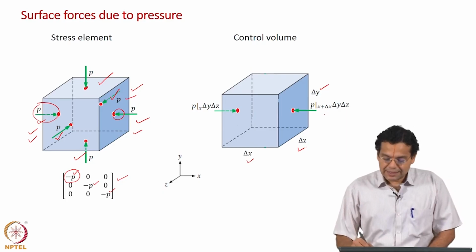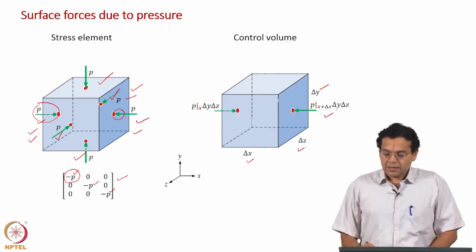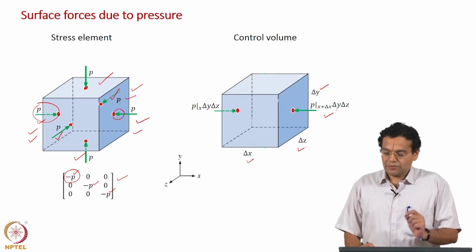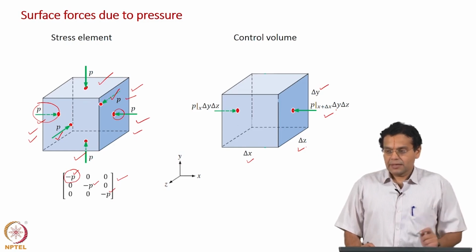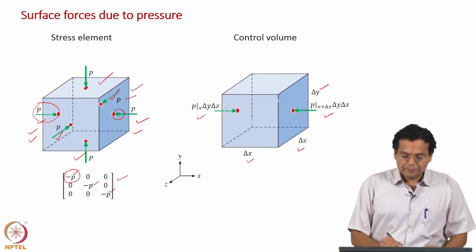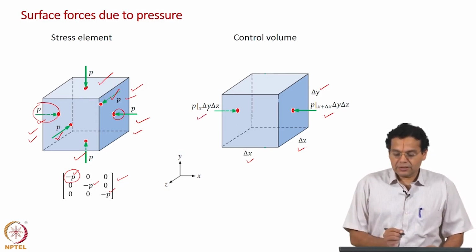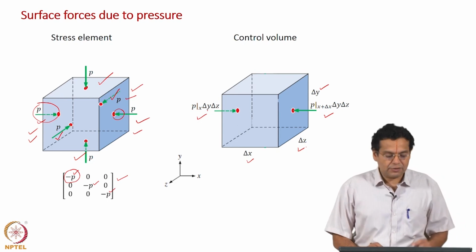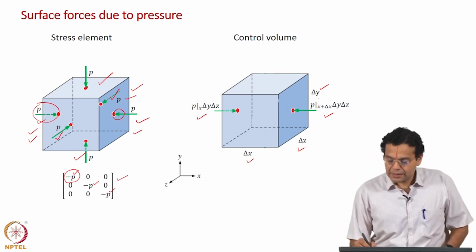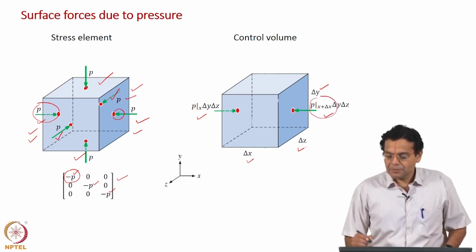Now, let us take the right side face, and the direction of force is along the negative x axis as we have discussed for the stress element, and on the left face the direction of force is along the positive x axis. But what is the difference here? It is represented along with the spatial location.